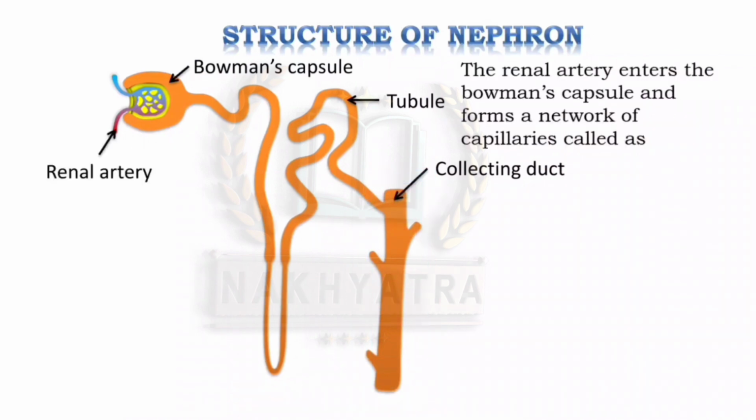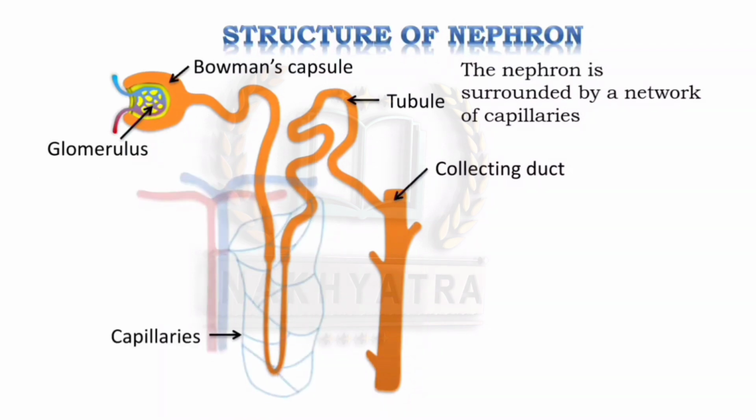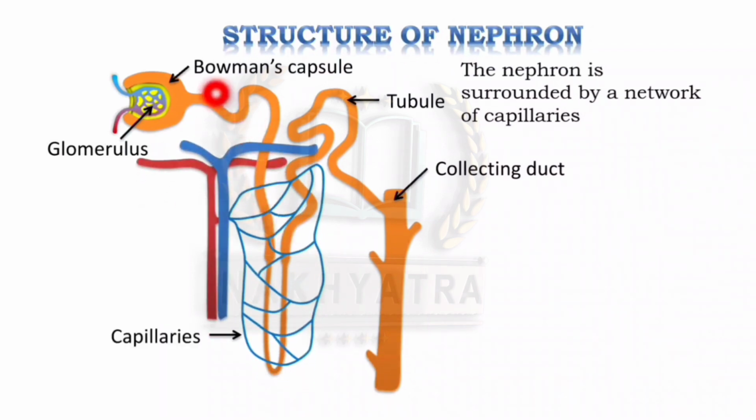The renal artery enters the Bowman's capsule and forms a network of capillaries called the glomerulus. As you can see, this is the glomerulus. The nephron is surrounded by a network of capillaries.